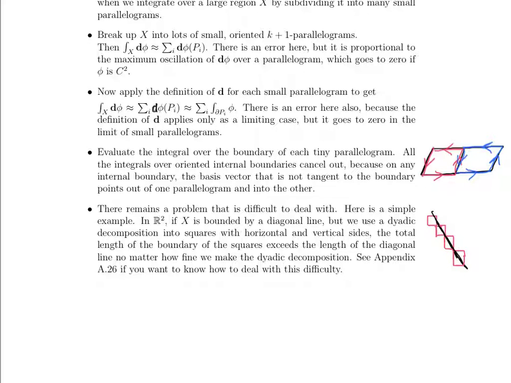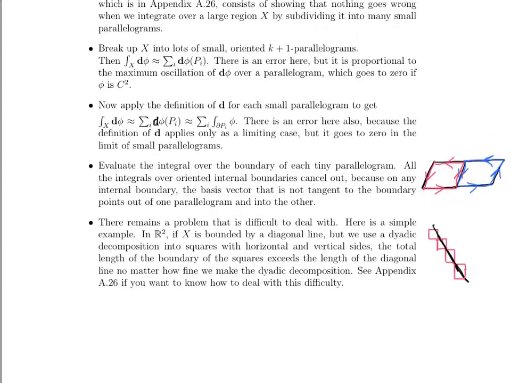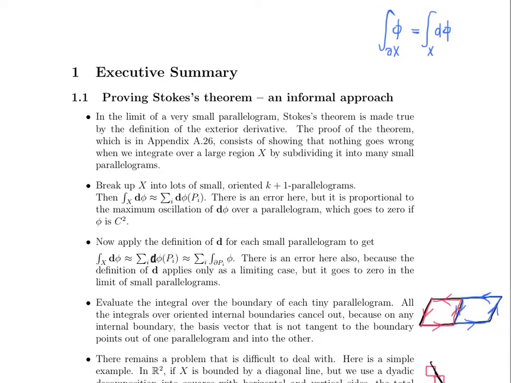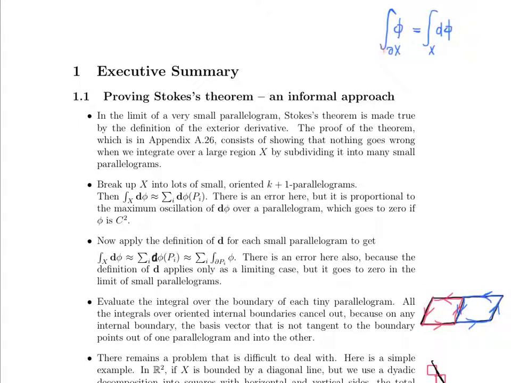But of course, the total length of the boundary of the squares is always going to exceed the length of the diagonal line, no matter how finely you make the dyadic decomposition. While we're not going to go into a great level of detail about how this is handled, the full proof in the appendix will show you exactly how to deal with this fact and how you can eventually believe that this equality up here, our original statement of Stokes' theorem, is in fact true.